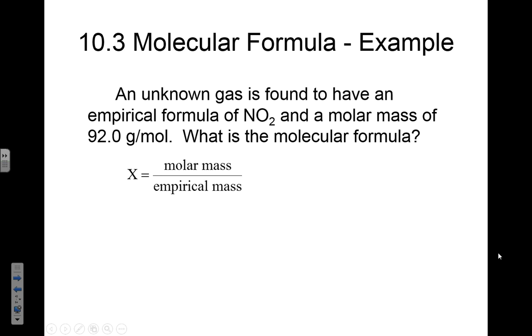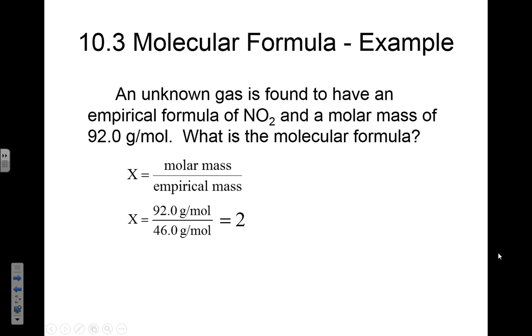Remember, we're trying to find the multiple X, and that has to be the molar mass divided by the empirical mass. Well, I know the molar mass is 92.0 grams per mole. That was given in the problem. What I really need to know is the empirical mass. I know the empirical formula was NO2, so a nitrogen, which weighs 14.0, plus 2 oxygens, which each weigh 16.0, that would give us 46.0. So the molar mass, 92.0, divided by the empirical mass, 46.0, would give us the multiple.